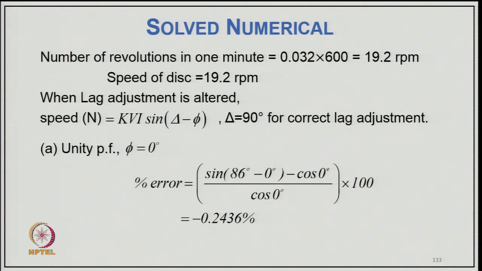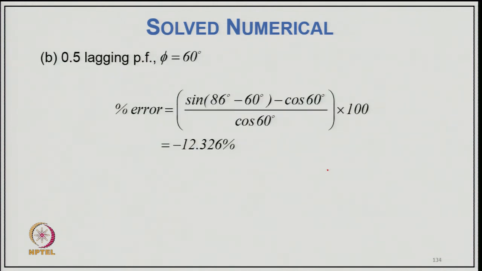When the lag adjustment is altered, the speed n equals k V I into sine (delta minus phi), where delta is 90 degree for correct adjustment. So for unity power factor, phi equals 0, the error will be (sine 86 minus 0 minus cos 0) divided by cos 0 into 100, that becomes minus 0.2436%. And for 0.8 lagging power factor, phi equals 36.87 degree, the percent error is (sine (86 minus 36.87) minus cos 36.87) divided by cos 36.87 into 100, that becomes minus 12.326%. It means for lagging power factor there is more error.